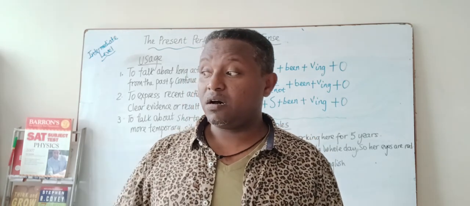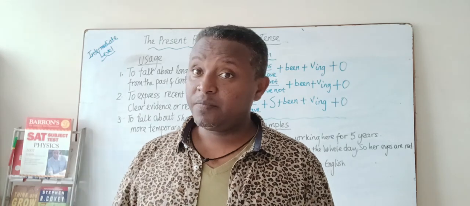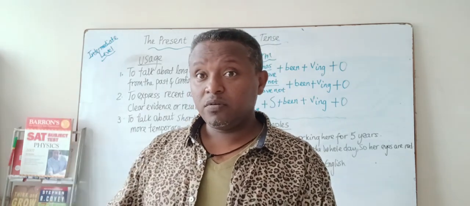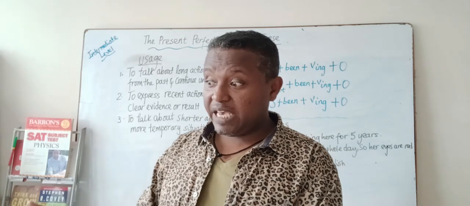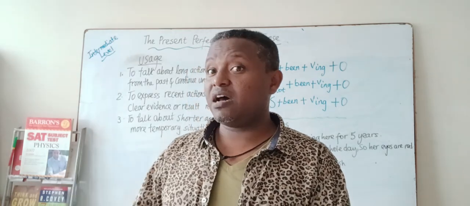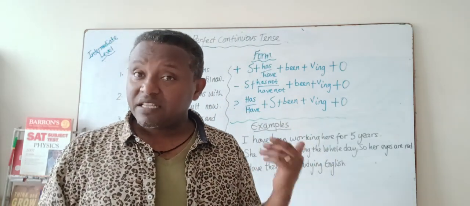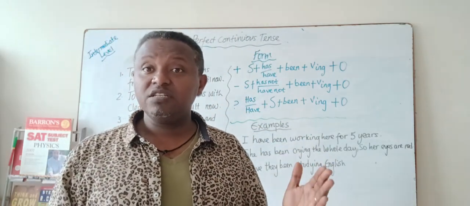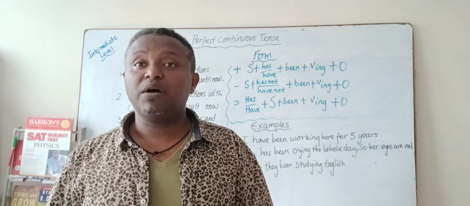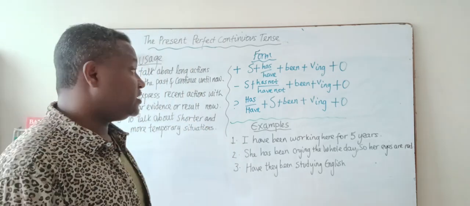Look at the ground. It's wet. It has been raining. Which doesn't mean that it's raining now. The evidence to say that it has been raining is that the ground is wet. So there is a recently completed action, but there is evidence or a result now. To talk about that, we use the present perfect continuous tense.